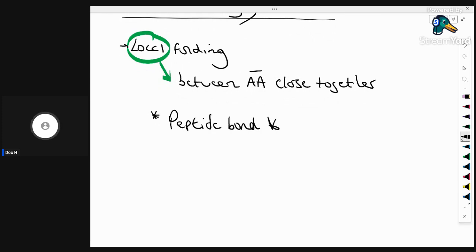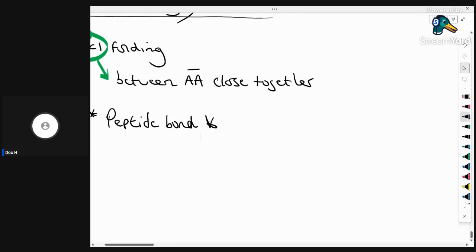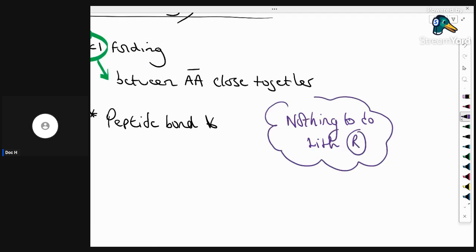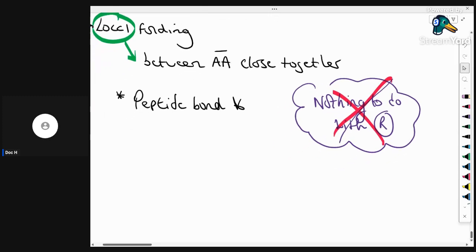And I'm going to put this in a bubble over here. It has nothing to do, in terms of actually forming these bonds, with the R groups. Really important. Absolutely has nothing to do with the R groups.